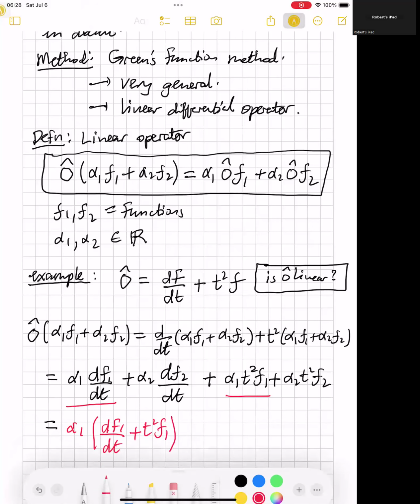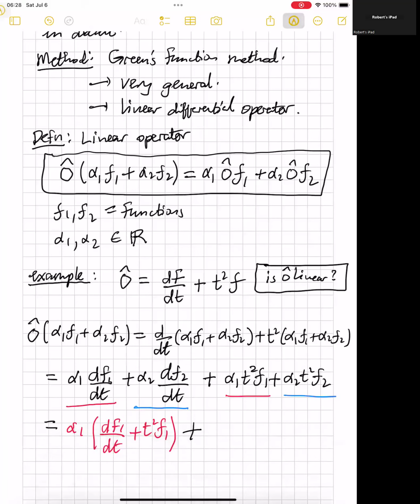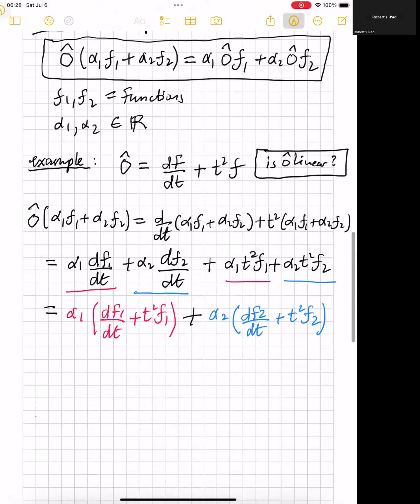Good. So that's the first term. And now I also want to group the two terms that are multiplied by α₂. Again, I can take out an α₂. And then what do I have? Well, I've got dF₂/dt plus t²F₂. Great. Okay, but look at what we've got.